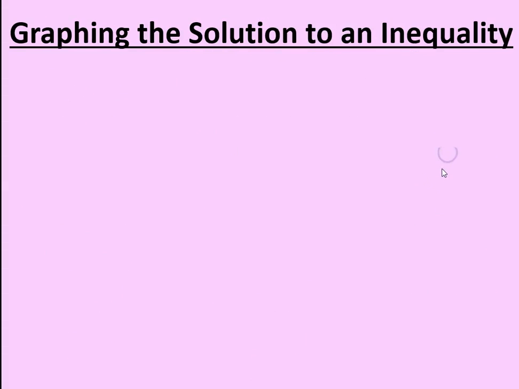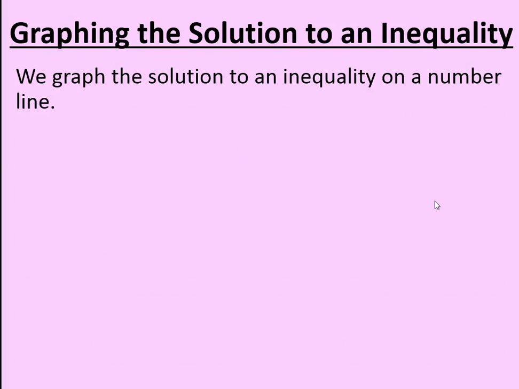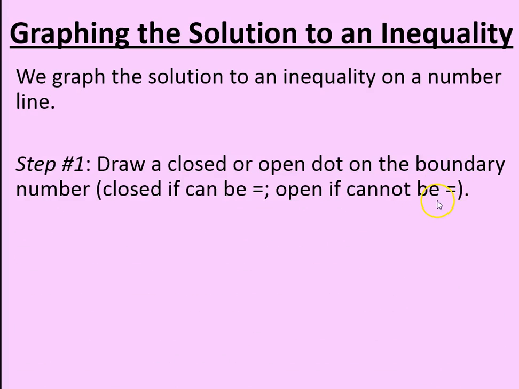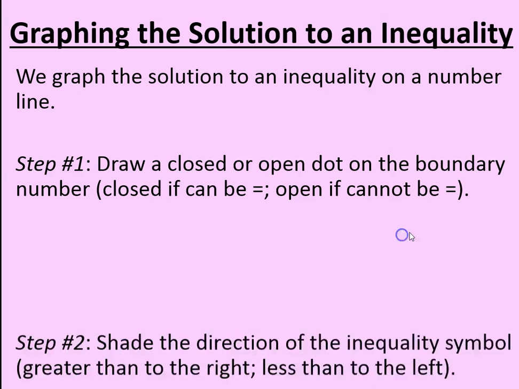Alright, let's look at our third skill. Graphing a solution to an inequality. We graph the solution to an inequality on a number line. Step number 1, after you've drawn your number line: draw a closed or open dot on the boundary number. Closed if it can be equal or open if it cannot be equal.